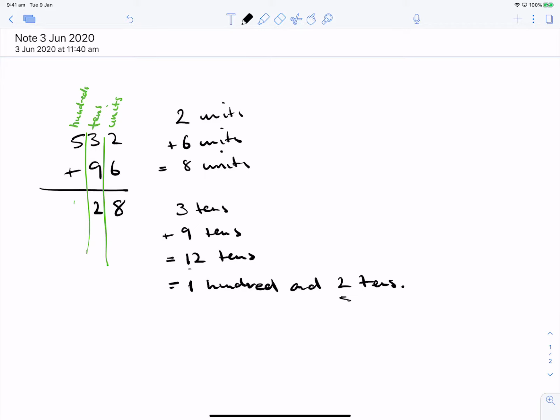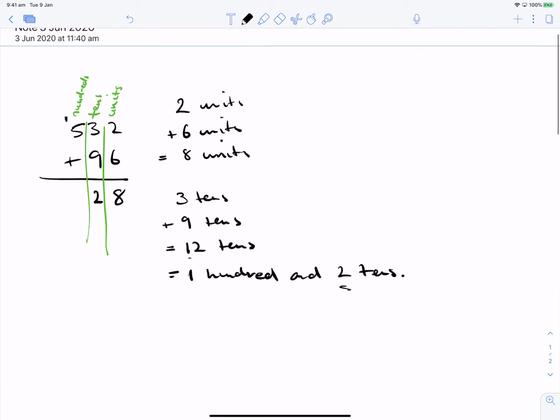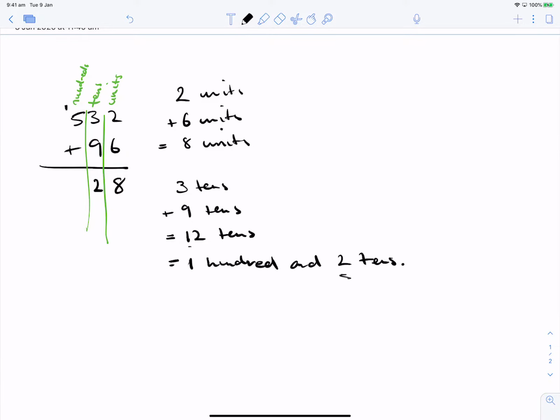I could put my 100 straight in here, but that's not how I do it when I do column addition. What I actually do is make a little note up the top here, because I'm going to have to add my hundreds together and then add an extra 1 on to signify that I've got a 100 still hanging around there. So my next step is to add up my hundreds column.